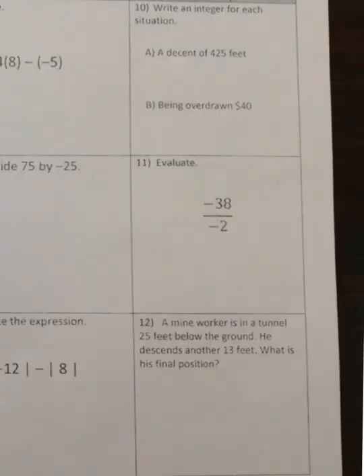Number 10, write an integer for each situation. A, a descent of 425 feet. The word descent means to go down, so it's going to be a negative 425. B, being overdrawn $40. The keyword that tells us positive, negative is overdrawn. When you're overdrawn, that means you have negative money. So overdrawn would be negative 40.